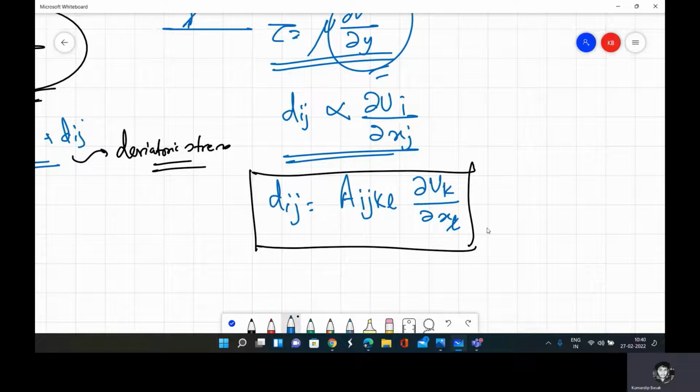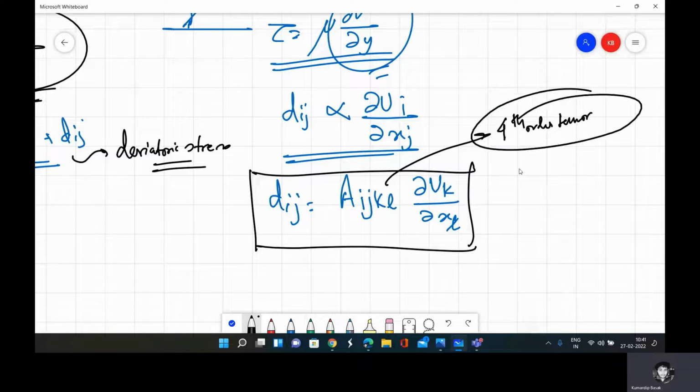You understand now this velocity gradient for a three-dimensional field is a 3x3 matrix. The deviatoric part, the shear stress part, is also a 3x3 matrix. So A_ijkl is the connection between those two second order tensors, D_ij and the velocity gradient. A_ijkl is a fourth order tensor.